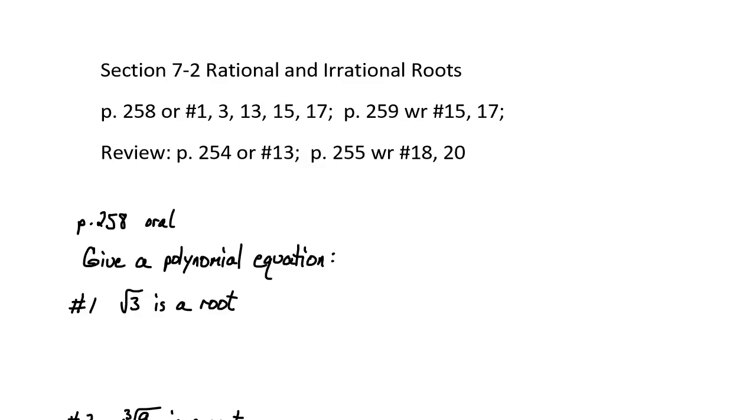On page 258 oral, we're asked to write a polynomial equation where the square root of 3 would be one of the solutions to that equation. So if the square root of 3 is a solution, that means the original equation could have been x squared equals 3. Imagine how you would solve that. You would take the square root of both sides, getting x equals the square root of 3. Next up, subtract 3 from both sides, getting x squared minus 3 is equal to 0. And here is our polynomial equation in standard form.